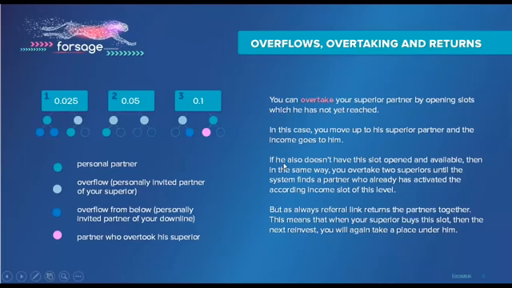All right, so anyways, how it works: if that superior partner hasn't opened up the slot and it's not available, then in the same way, you overtake two superior partners until the system finds a partner who has already activated the according income slot at that level that you've upgraded to. But as always, a referral link will return the partners back together, so that you will be linked with your superior partner again once they have upgraded to that income level that you overtook them on.